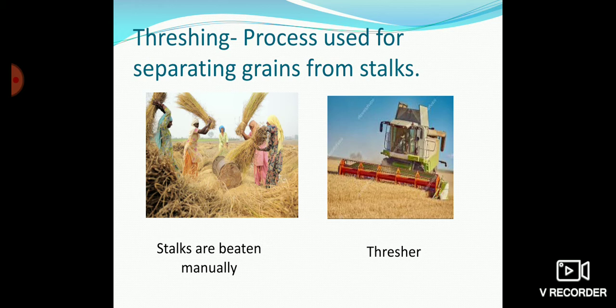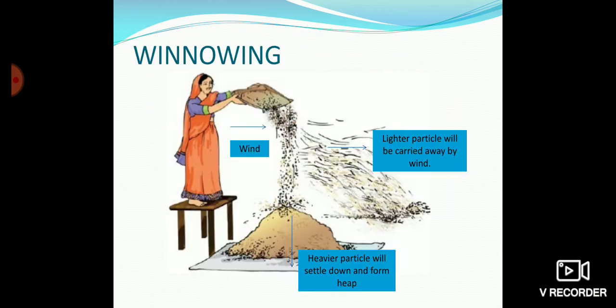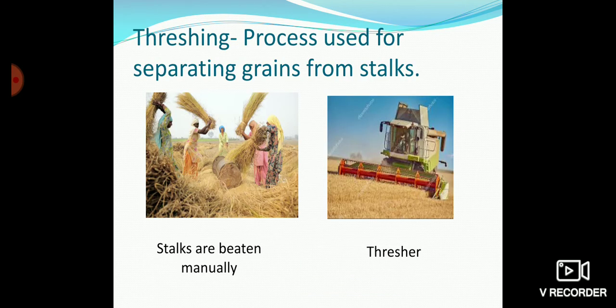Okay, stalks are beaten manually. With the help of hand, they can beat the stalks of the wheat plant on the hard surface, so that the grains are shaken off because of the beating of the stalks. Okay, and they are separated. Then trampling them under the feet of animals like bullocks or by using a threshing machine. Okay, so this is the method of threshing.